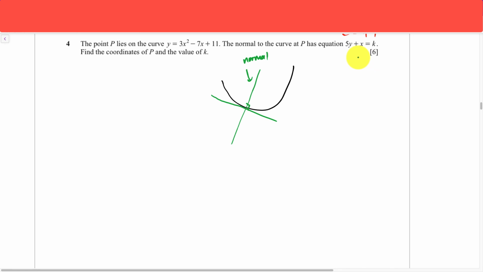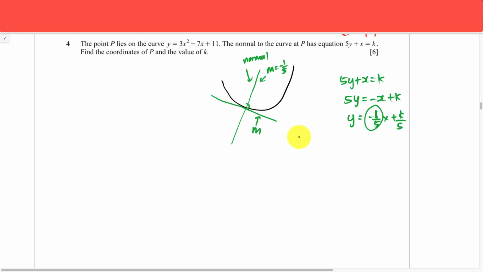So if you have the equation of the normal, of course I want to find the gradient. In this topic, this is differentiation. The important part is the gradient of the tangent, because the gradient of the tangent basically means dy/dx. So since this is the equation of the normal, I will change it into y equals mx plus c. So I have 5y plus x equals k. So I can say 5y equals negative x plus k. So y equals negative 1 over 5 x plus k over 5. Alright, so I know the gradient for the normal. The gradient here will be negative 1 over 5.